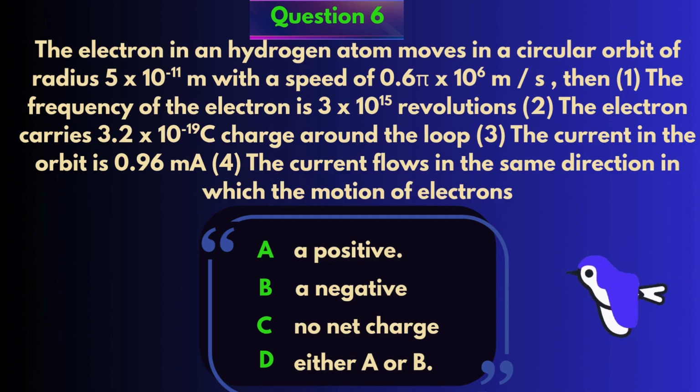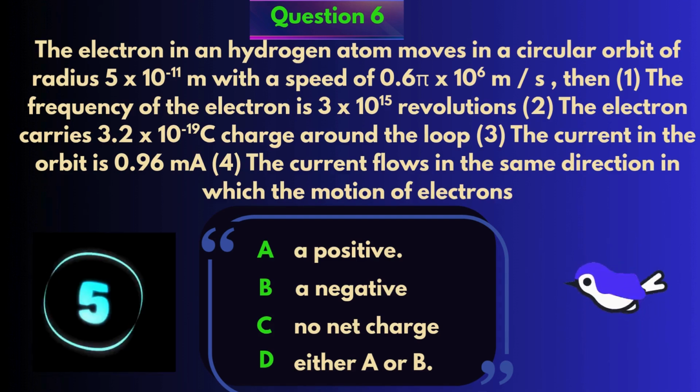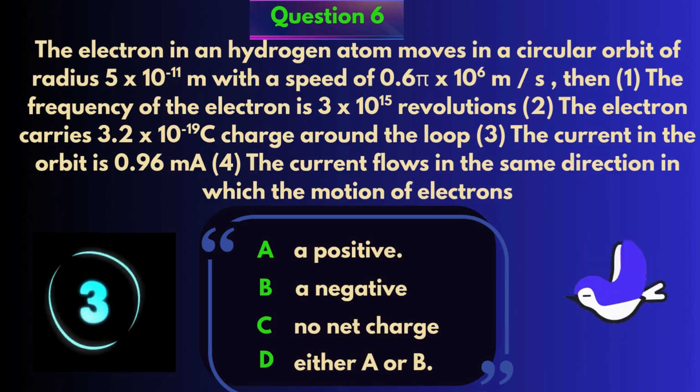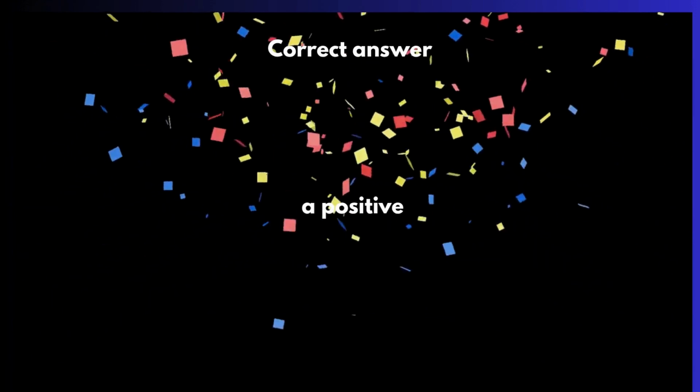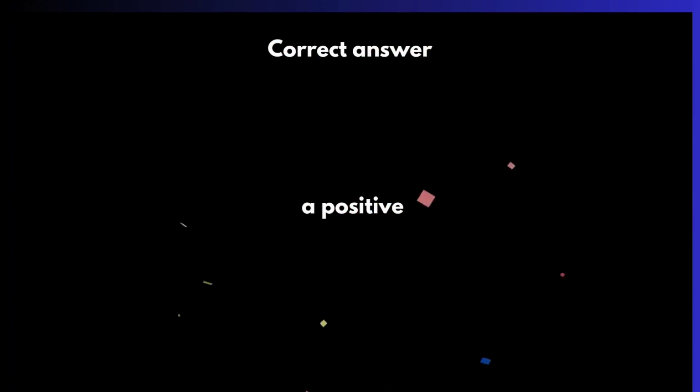Choice A, a positive. Choice B, a negative. Choice C, no net charge. Choice D, either A or B. Correct answer: a positive.